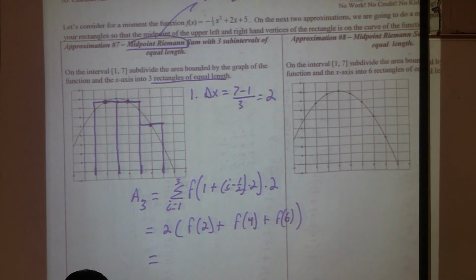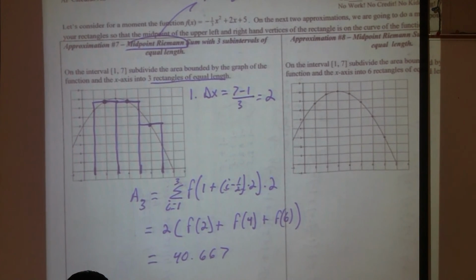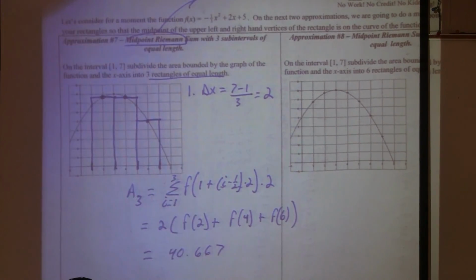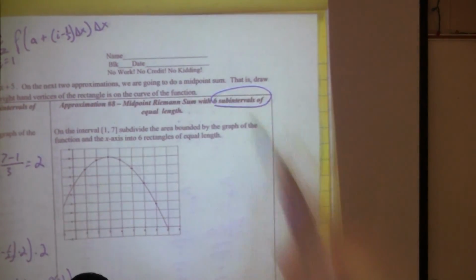Anybody get it? 40.667, and that's really close to 40. And that's only with 3 rectangles. That's pretty good. What if I added more rectangles and did 6? My answer should become more exact, right?